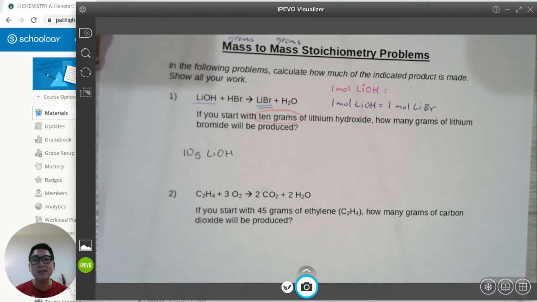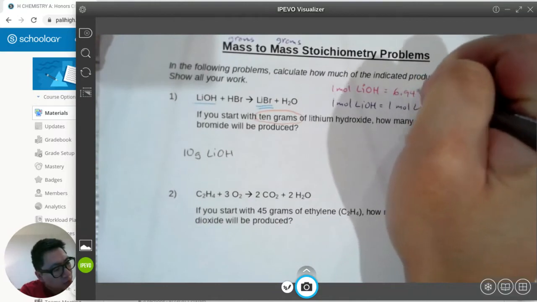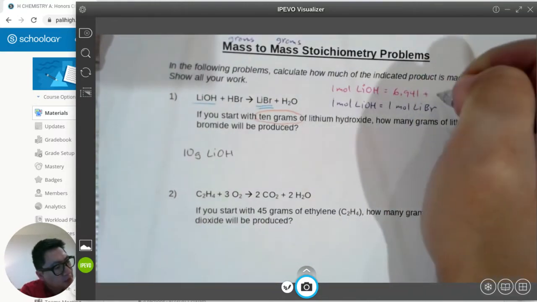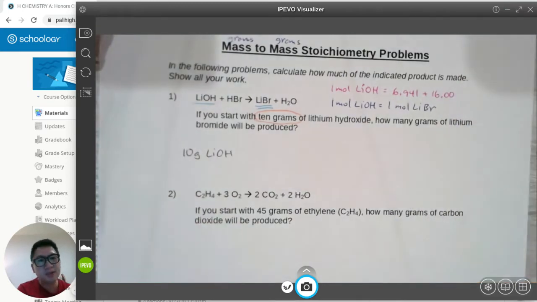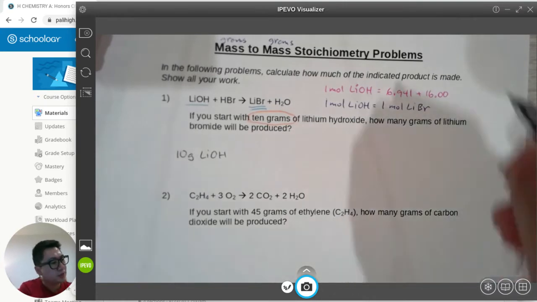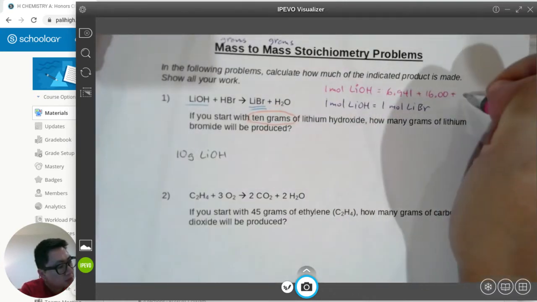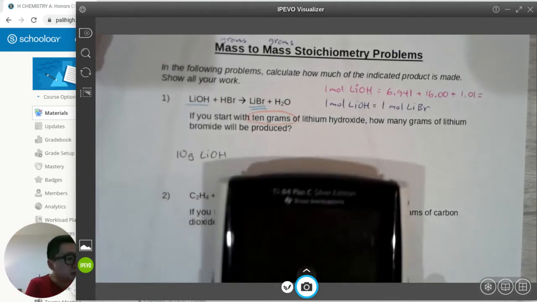I will round these numbers, but if we look on the periodic table, lithium is 6.941. Oxygen, 16. If you looked on the periodic table and yours said 15.9994, that is correct. That's just more sig figs. Hydrogen, 1.01. Add that all up, and I need my calculator for that.